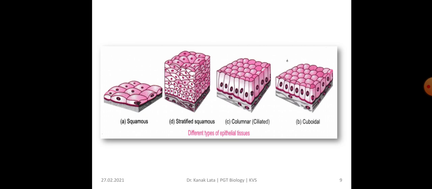Here you can see squamous, stratified squamous, columnar, cuboidal. So you can see the shape. Columnar means column-like, cuboidal means cube-like, squamous means flat, stratified means more than one layer. So here are the different types of epithelial tissues.